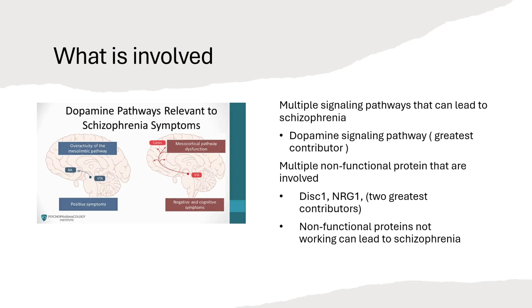There are actually like a lot of non-functional proteins that are involved in schizophrenia, but the two greatest contributors are probably DISC1 and NRG1. What happens is that these non-functional proteins create abnormalities, and these abnormalities can cause schizophrenia, basically.